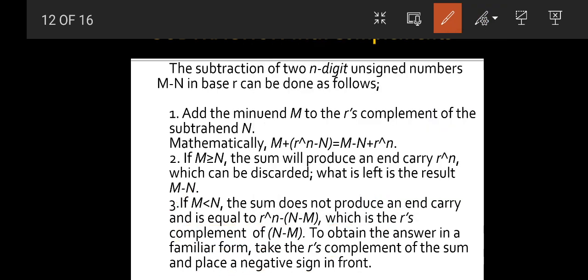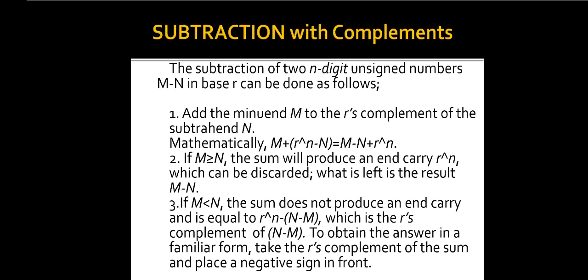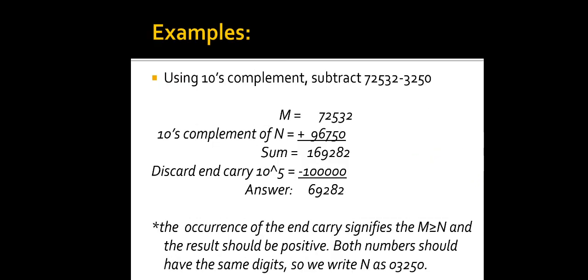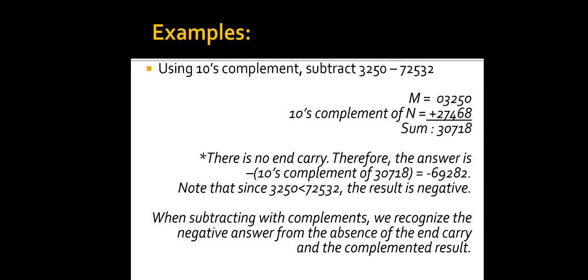So we will have an example for you to understand more the steps in subtraction with complements. This example is by using tens complement. So you have to subtract 72,532 with 32,050. 3,250.